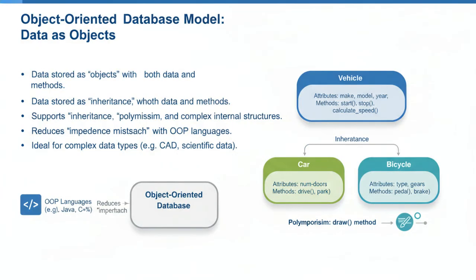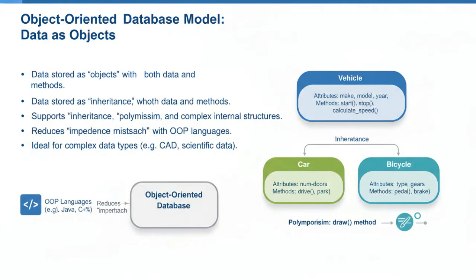Next up is the object-oriented database model, which emerged in the 1980s primarily to handle complex data types often found in engineering, design, and scientific applications. This model applies concepts from object-oriented programming directly to database management. Data is stored as objects, which encapsulate both data and the methods or operations that can be performed on that data.